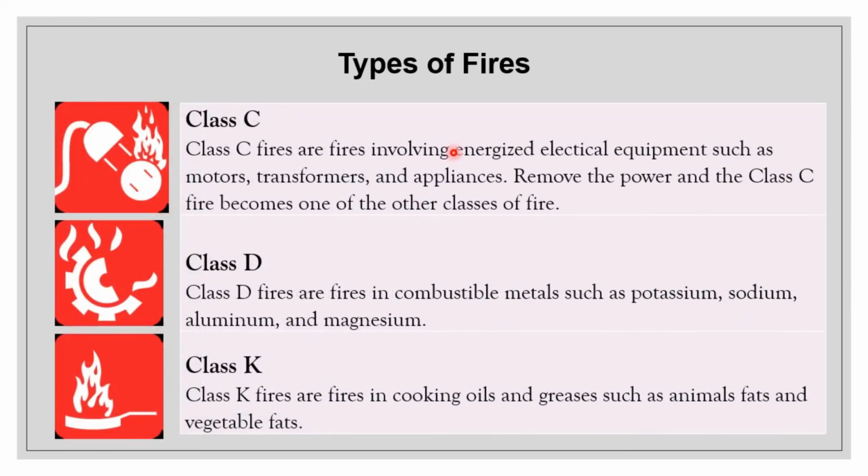Class C fires are fires involving energized electrical equipment such as motors, transformers, and appliances. So we are very prone to this Class C. Remember to remove the power and the Class C fire becomes one of the other classes of fire. Class D fires are fires in combustible metals such as potassium, sodium, aluminum, and magnesium. And then Class K fires are fires in cooking oils and greases such as animal fats and vegetable fats.